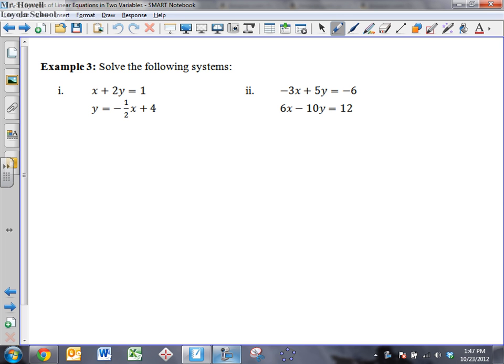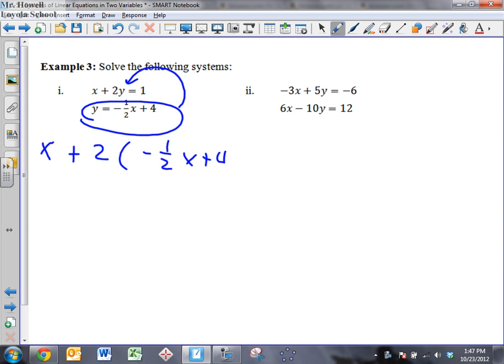Guys, how do you start this? What method do we use? Very good. So we took this value, we plugged it in right here for that y value, giving us x plus 2 parentheses, negative 1/2 x plus 4 equal 1. This is where we stopped. We ran out of time.